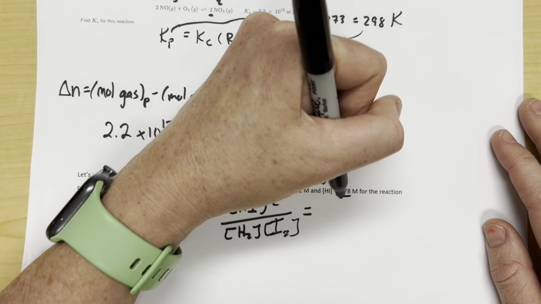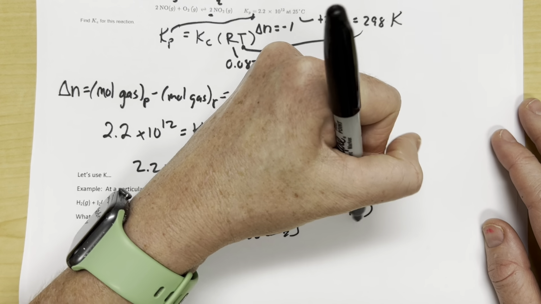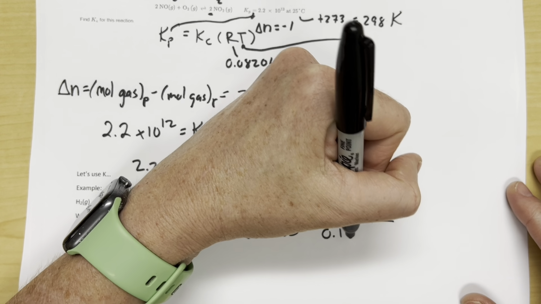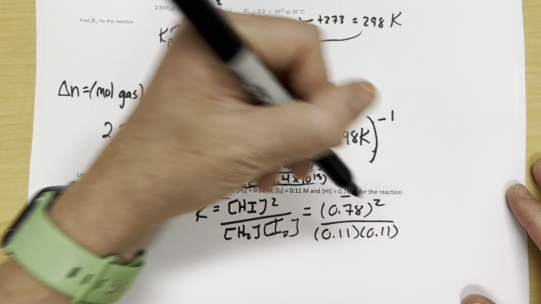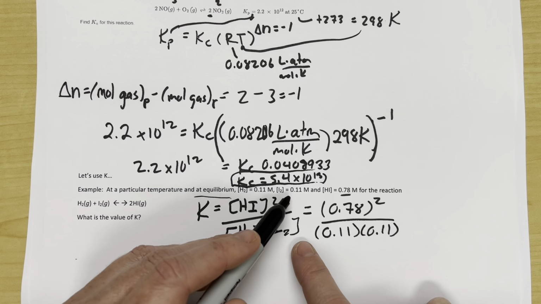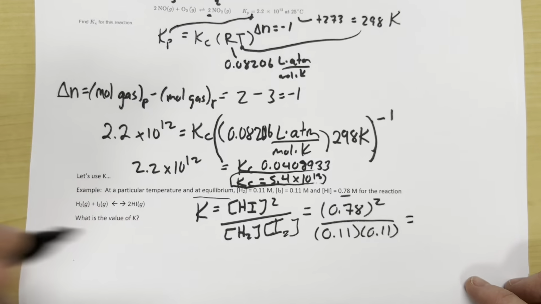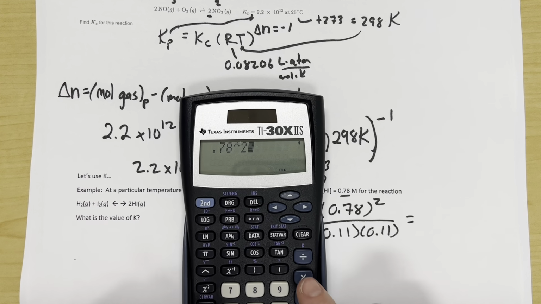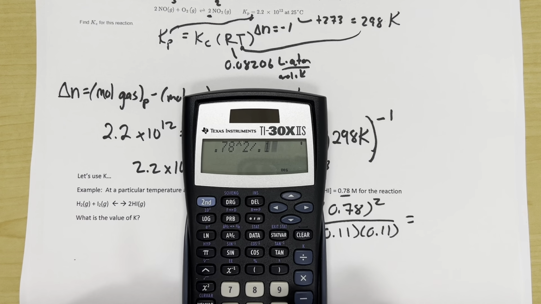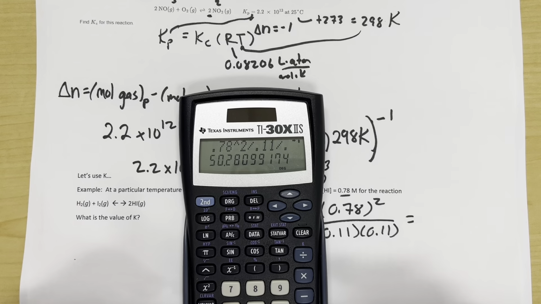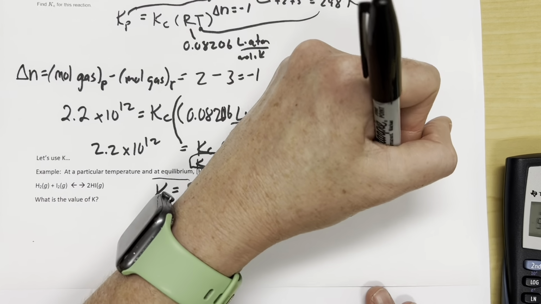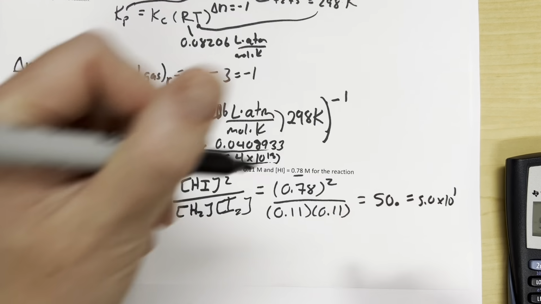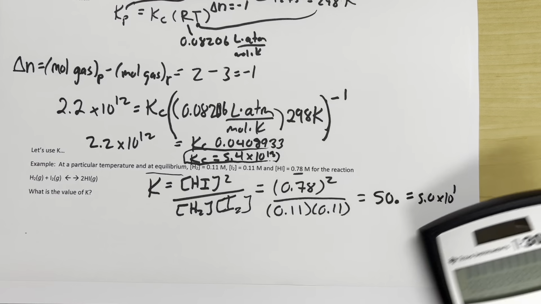Our HI, it tells us is 0.78, and we have to square it because that's what that coefficient tells us. I'm going to divide that by 0.11 and 0.11. That's because the H2 was 0.11 and the I2 was 0.11. Calculate this: 0.78 squared divided by 0.11 divided by 0.11. There are various ways you could do this. And you get an answer of 50.28 or just 50. You could also put that as 5.0 times 10 to the 1 if you don't like the decimal place after the 0 because it does look kind of funky.